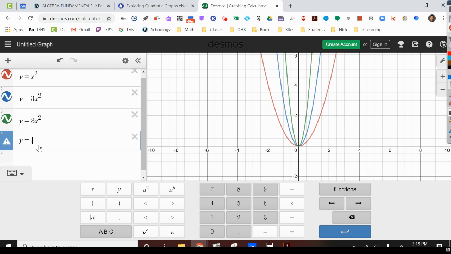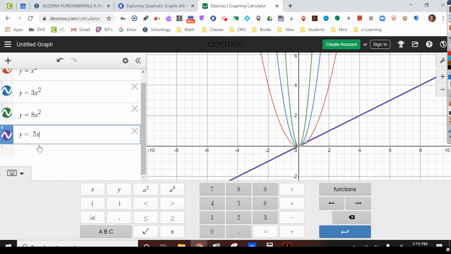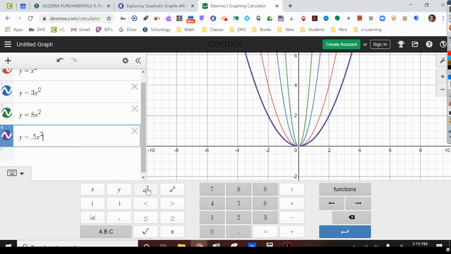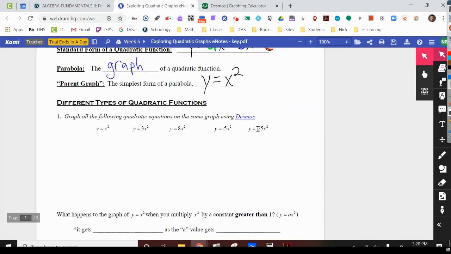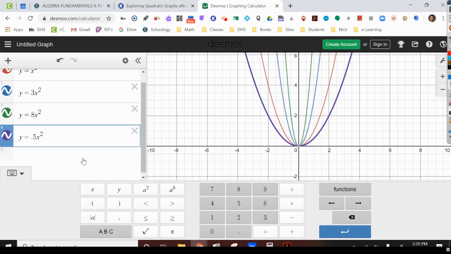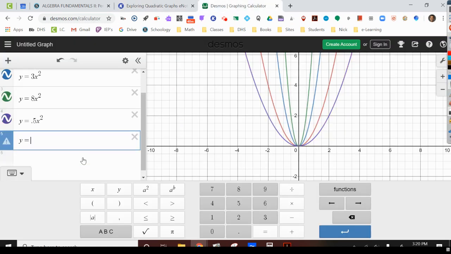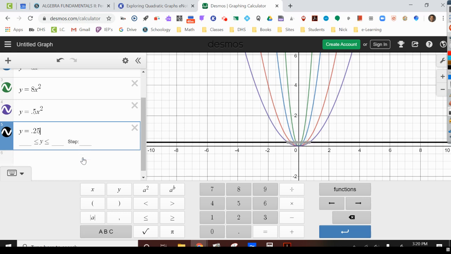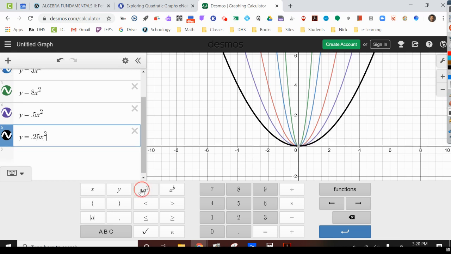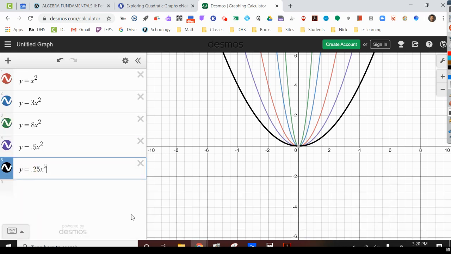y equals 0.5x squared. Oh, there's that kind of purplish color. Look at that. It's a little wider than my parent and those other ones. All right. And how about y equals 0.25x squared? It's in black here, right? And that's even wider than the other one.